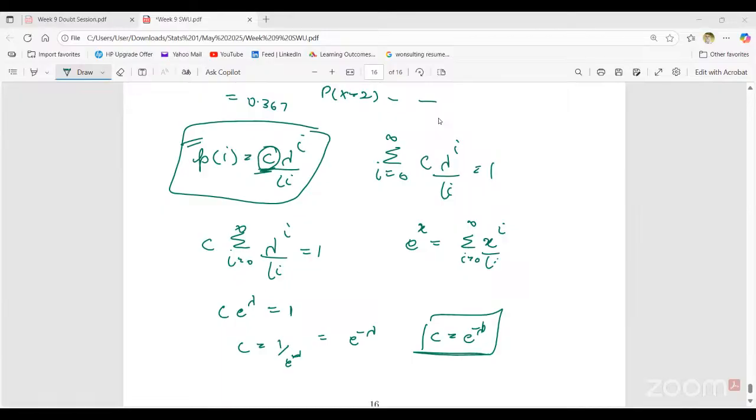Question 1, correct? Yes, ma'am. There are 3 red and 7 blue balls. The balls are drawn one by one with replacement. Let X be the number of red balls in 3 draws. Which of the following is the correct probability mass function?